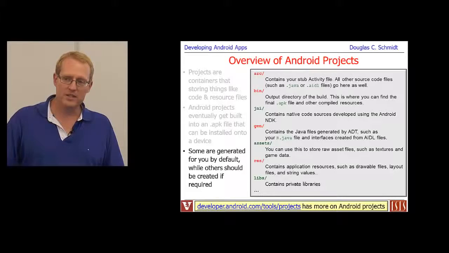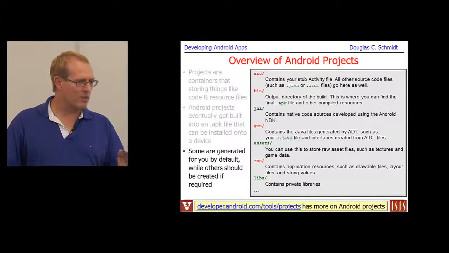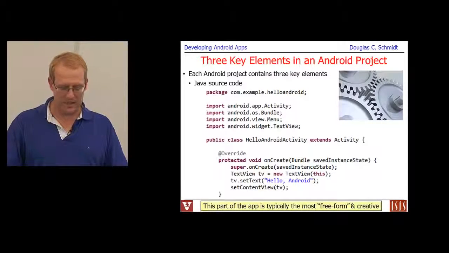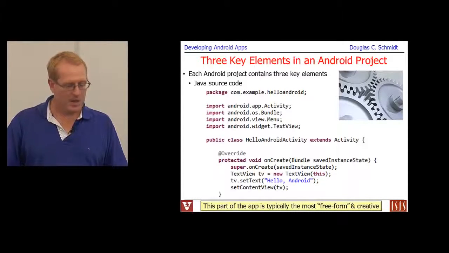Gen, as we'll see, contains some generated code. Assets contains things that you would typically use to store data, called raw asset files. For example, we did a project over the summer where we had to store some database information, so we stuck the database information in the asset folder and were able to access it from there. Resources, we'll talk a lot about resources. These are things that keep track of layouts and menus and strings and ways of internationalizing things. You can also have private libraries contained there as well. And there's more stuff that we'll talk about.